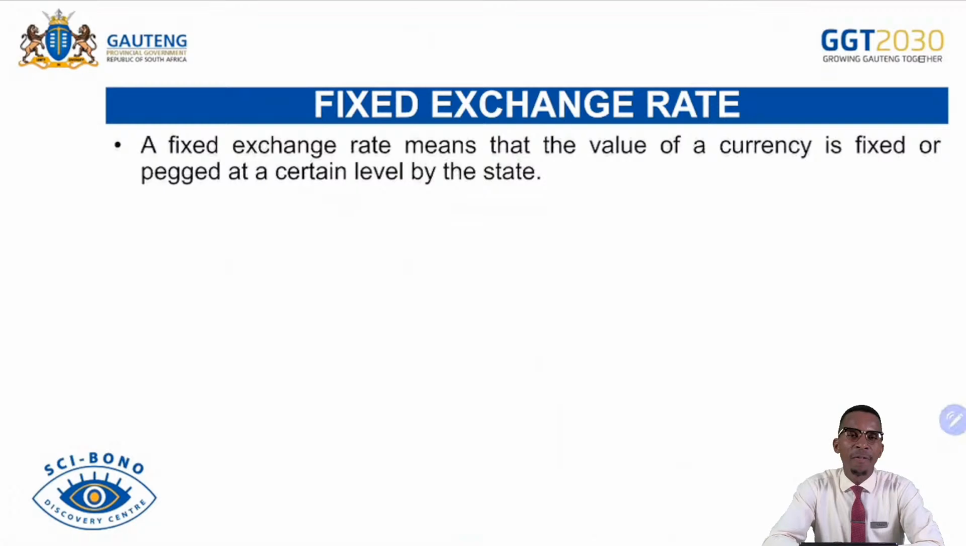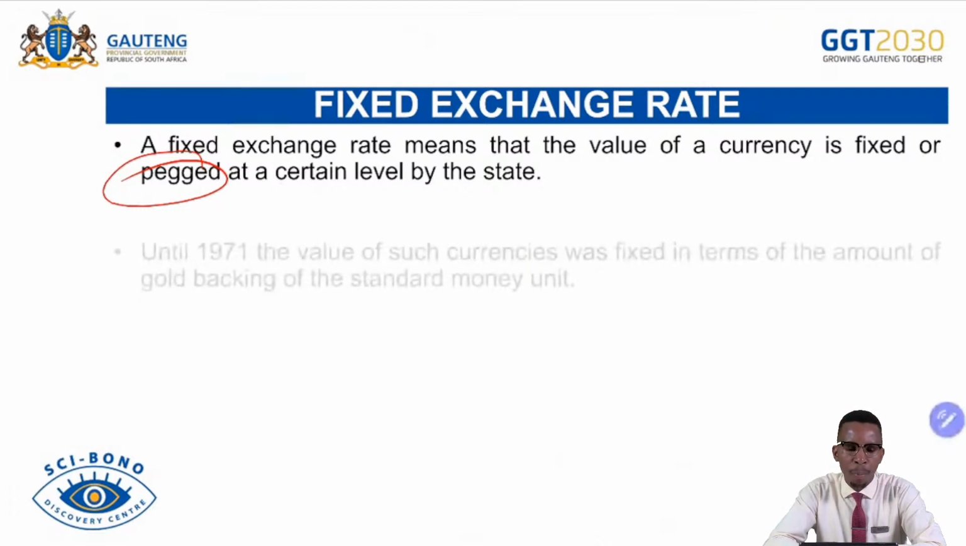Then let's talk about the fixed exchange rate. The fixed exchange rate means that the value of the currency is fixed or pegged at a certain level by the state. If it's pegged, that means it remains constant for the given period of time. It cannot appreciate, cannot depreciate. It remains constant. That currency is fixed or pegged.